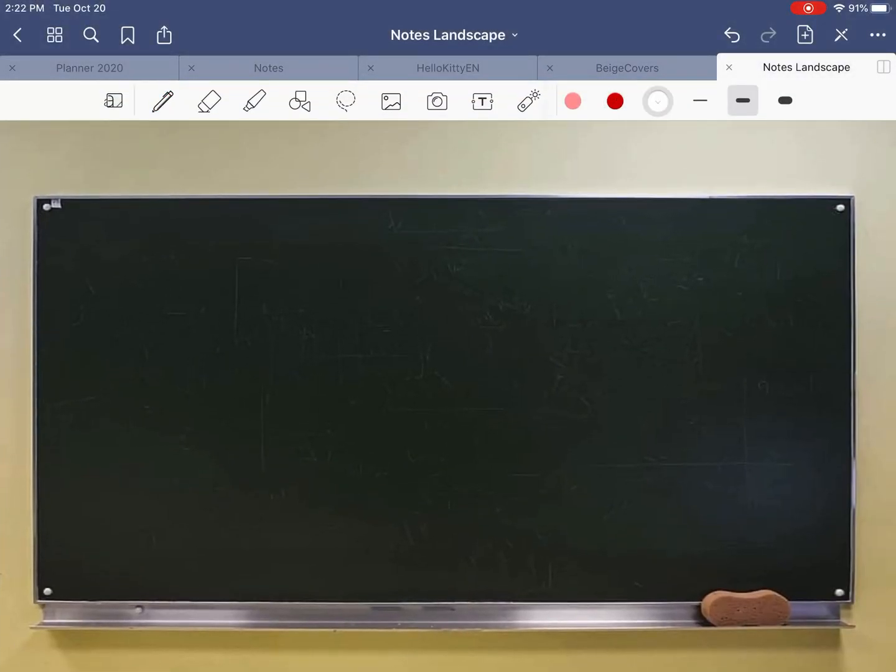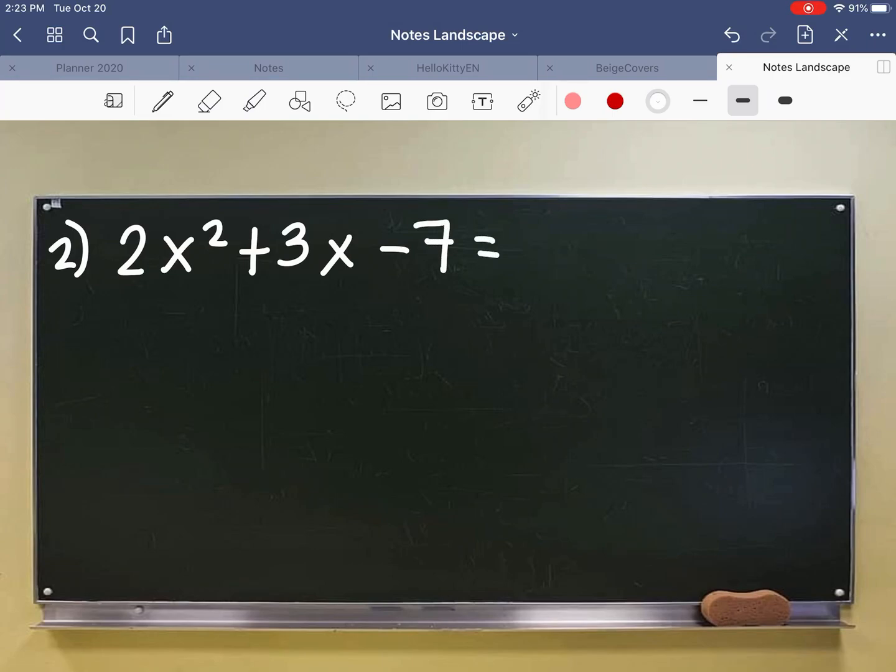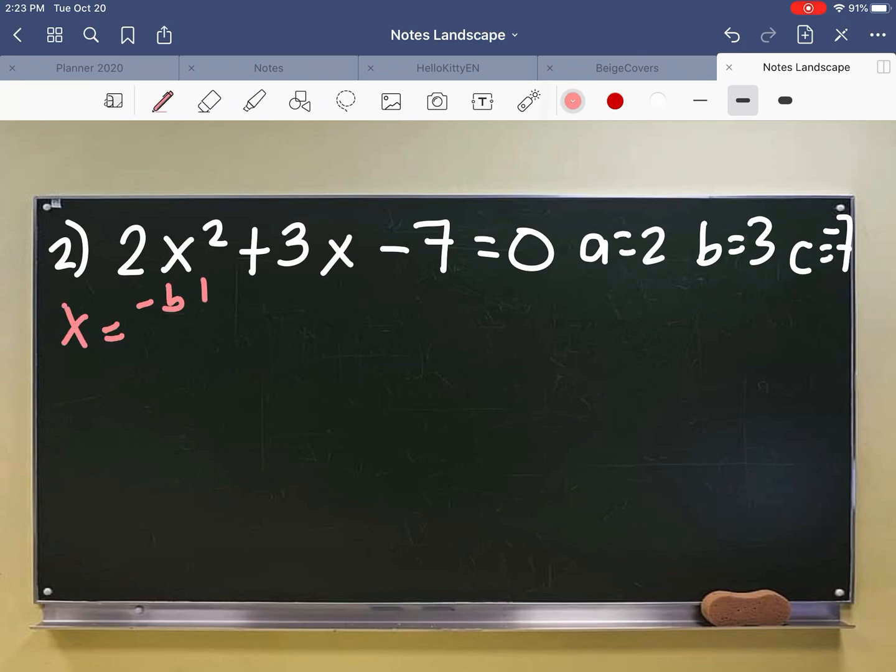Okay, so iba namang example. Okay, so for number 2, we get 2x squared plus 3x minus 7 equals 0. Okay. So, in this case, it's already in the standard form. So, ang gagawin natin, we identify A, B, and C. So, A is 2, B is what? 3, C is negative 7. Okay. So, ngayon, we substitute dun sa equation. Again, ang equation natin is x equals negative b plus or minus square root of b squared minus 4ac over 2a.